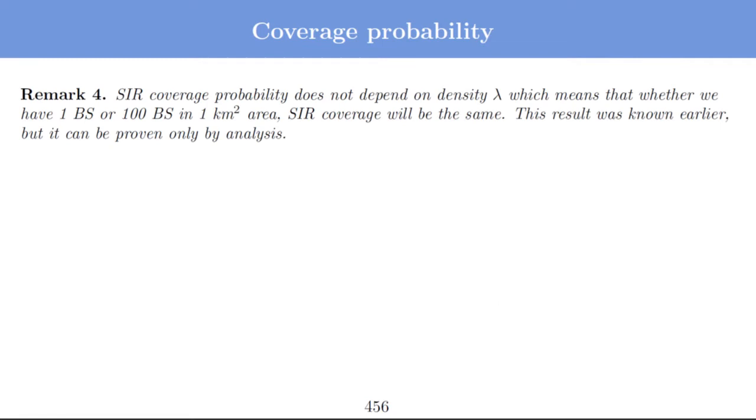A very simple insight which we can derive from this result is, you can see in the interference limited case, or you can say the SIR coverage probability does not depend on lambda. So it means whether we put 1 base station or 100 base stations, the SIR coverage will be the same. This result was known earlier also, but technically we can prove it. We can show the result using stochastic geometry, that the SIR coverage probability does not depend on lambda. And that property is actually known as the SIR invariance property.